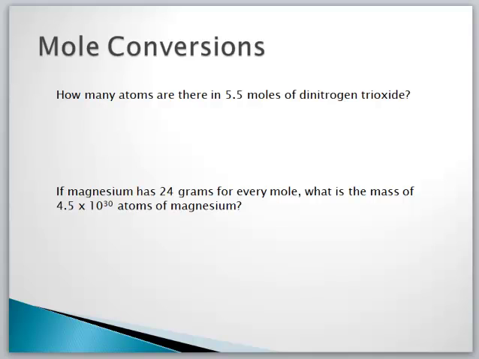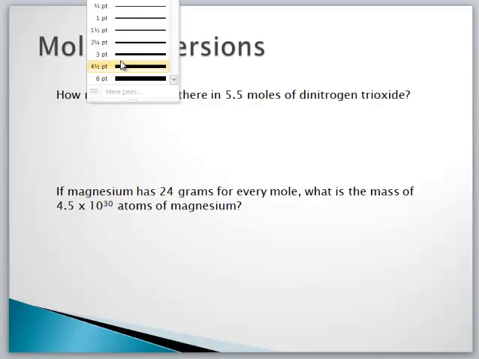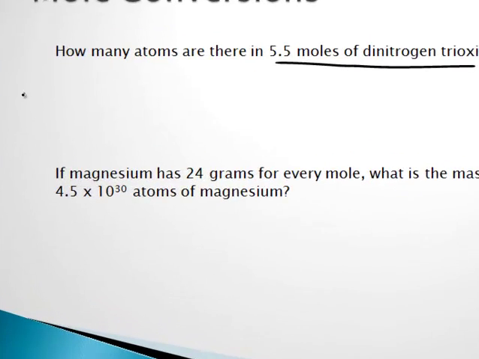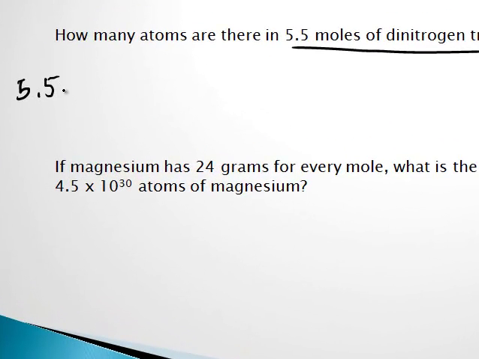Alright, so now that we have an idea of what moles are, let's move on and do some calculations where we involve some chemistry. It says, how many atoms are there in 5.5 moles of dinitrogen trioxide? So we start with our 5.5 moles of dinitrogen trioxide. Right away you're going to see that you've got to know how to name and write formulas, otherwise you're going to have a pretty serious problem.